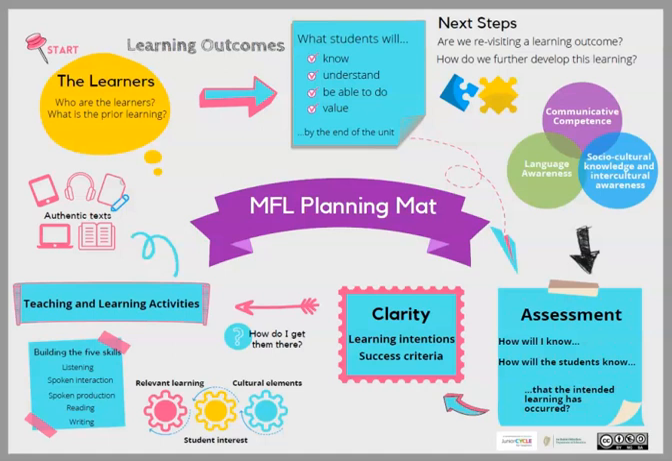We start with the thought bubble in the top left corner entitled The Learners. Who are the learners? At what age and stage of the learning are they? What is the prior learning? How will we build on the prior learning? Where do we go next with the learning? What do we want the students to know, understand, be able to do, and value next? This will inform our choice of learning outcomes.